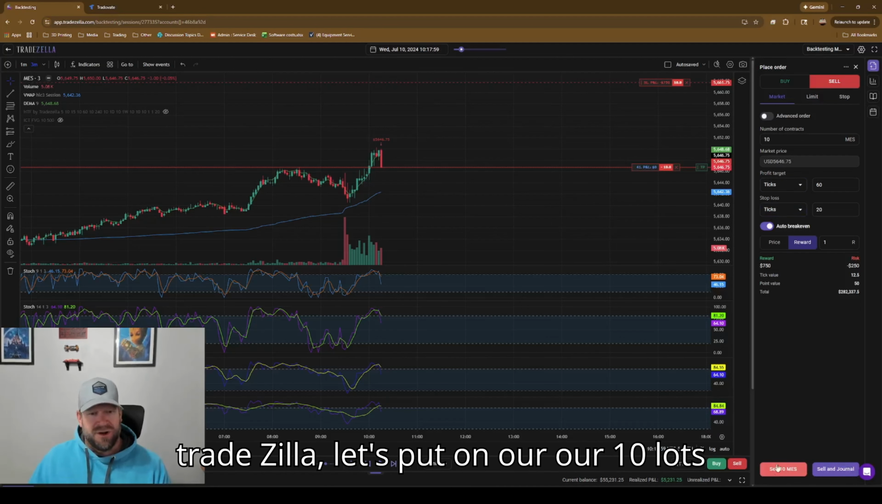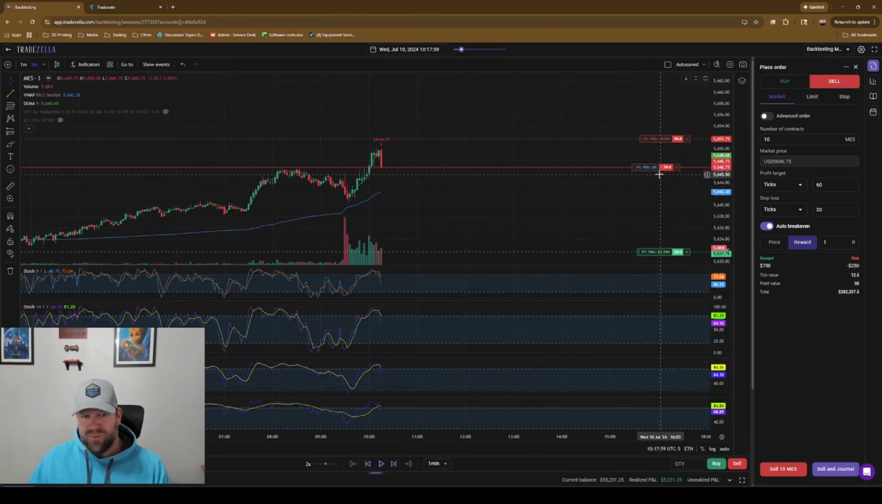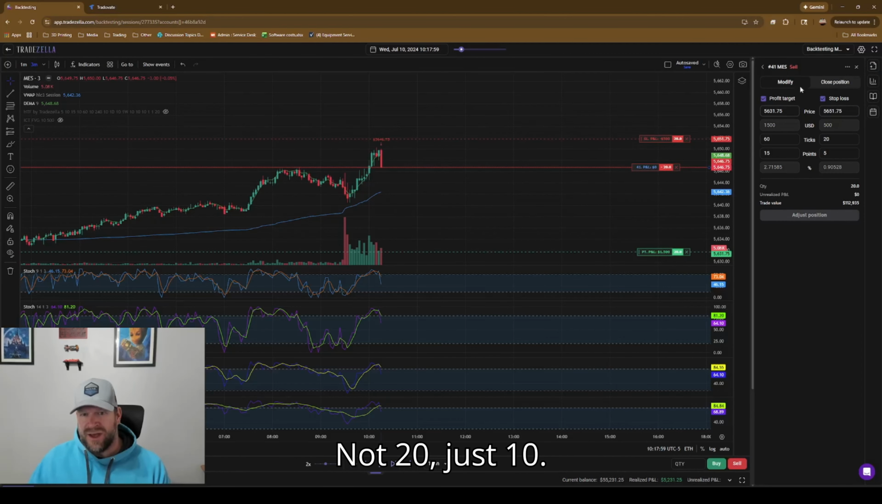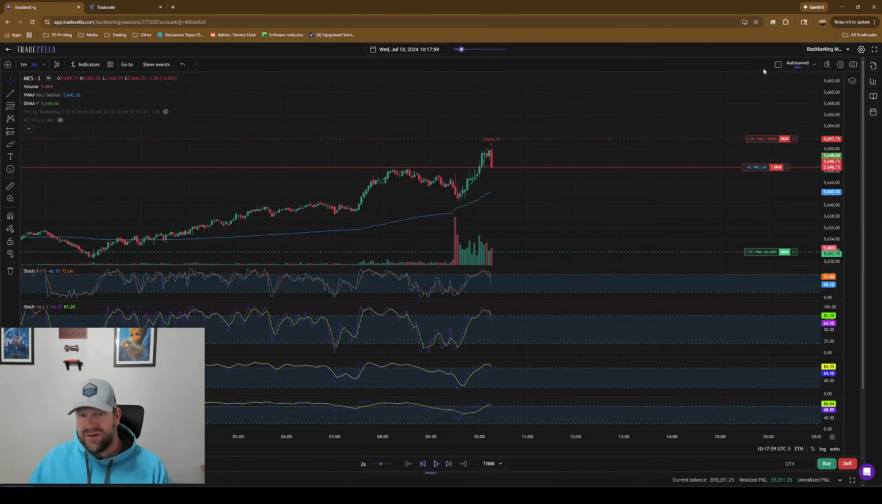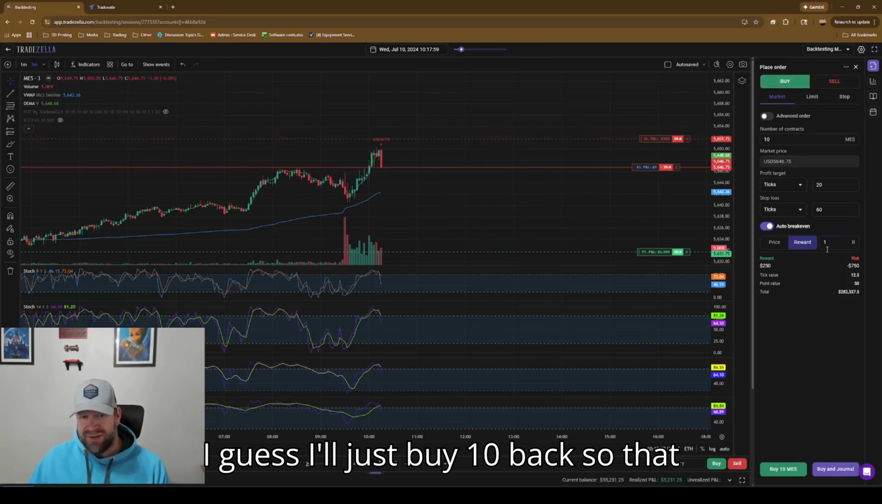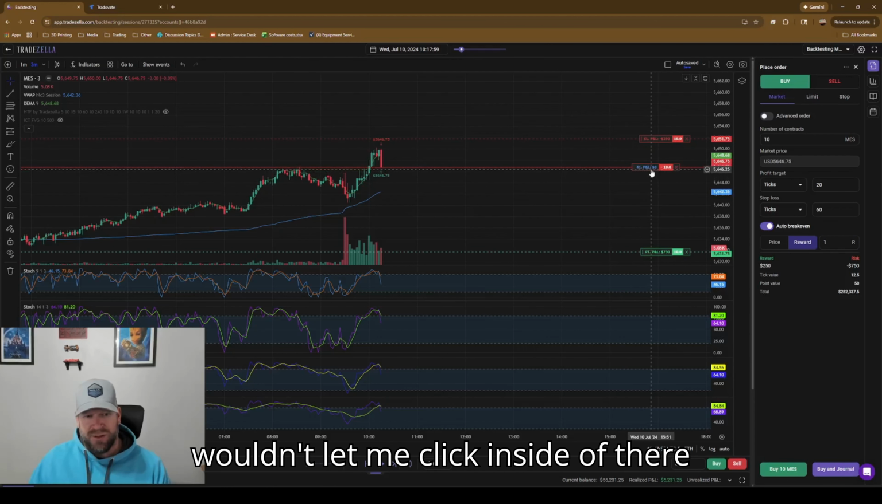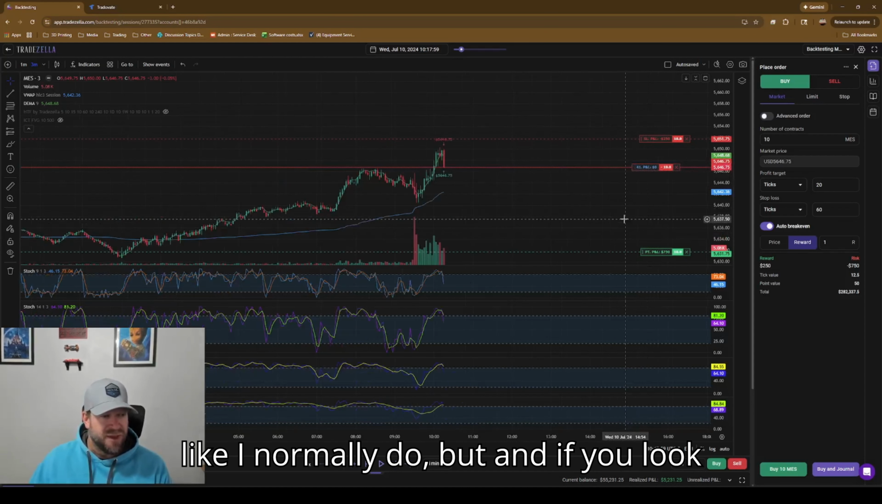Let's put on our 10 lots then in the opposite direction, right? Not 20, just 10. I guess I'll just buy 10 back so that it's backed off. I'm not sure why that wouldn't let me click inside of there like I normally do, but.